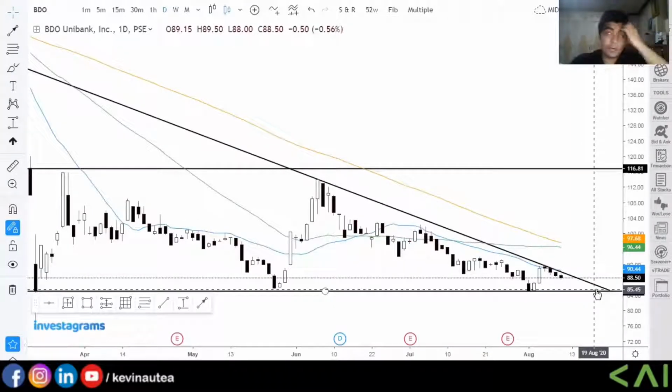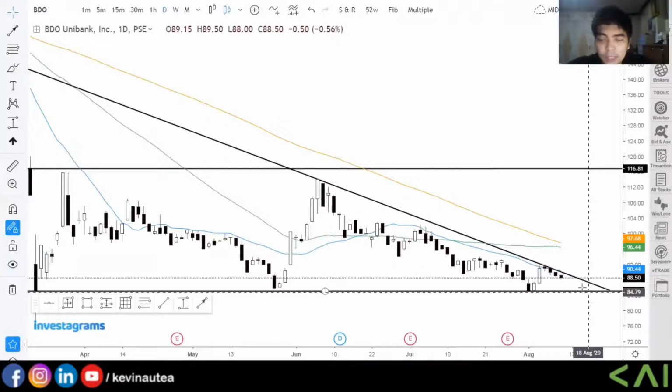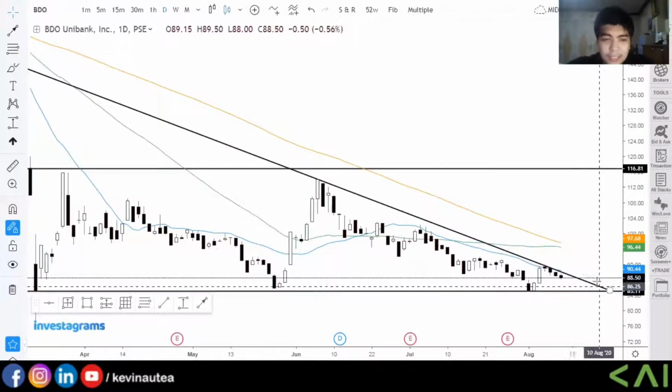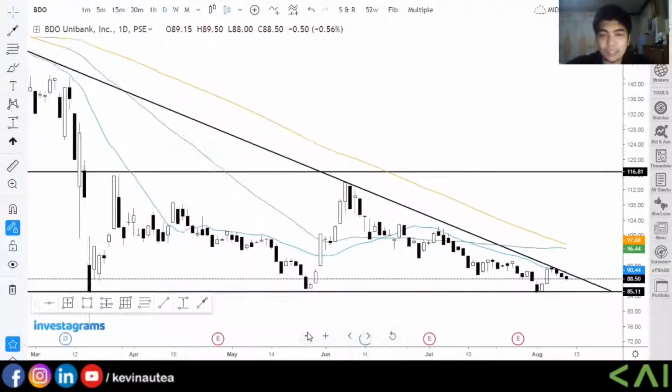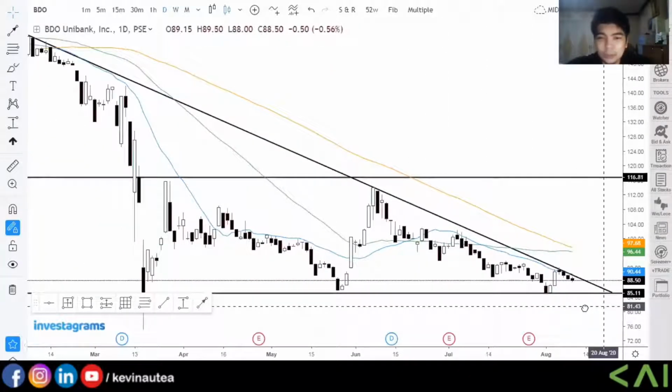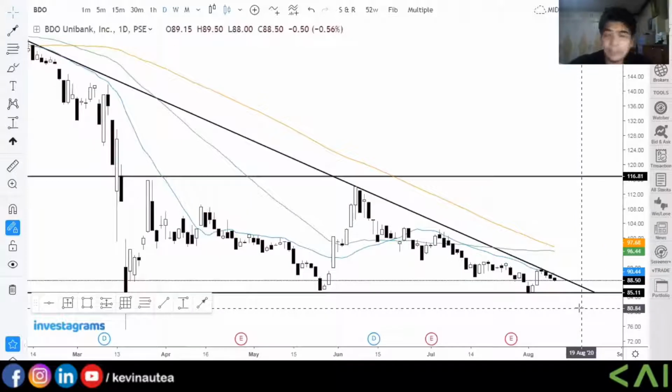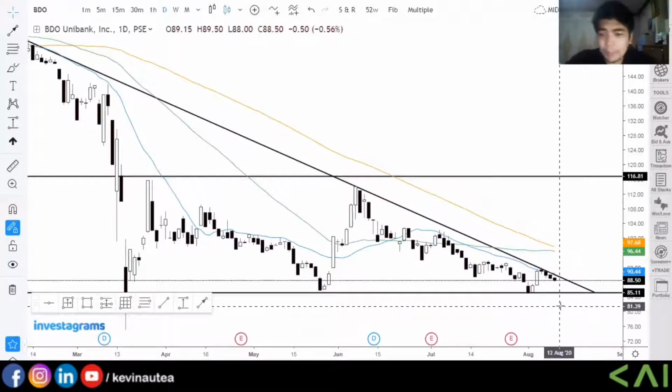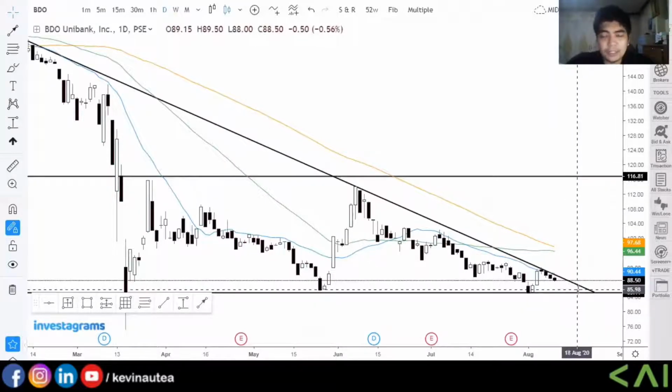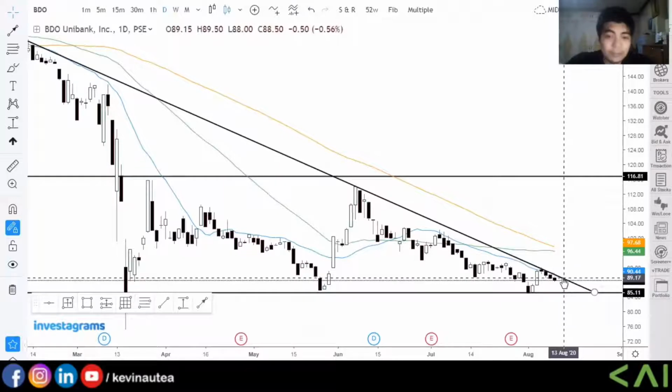So maybe one criterion you can use is that you can buy it at these levels, but take note that the initial trend of the stock is a downtrend. So at the back of your mind, even though the support area is pleasing, maybe you will take time to consider buying the stock because it's in a downtrend or at a resistance area.